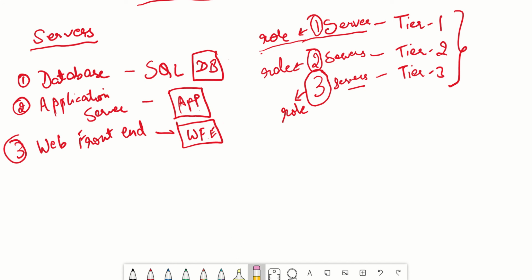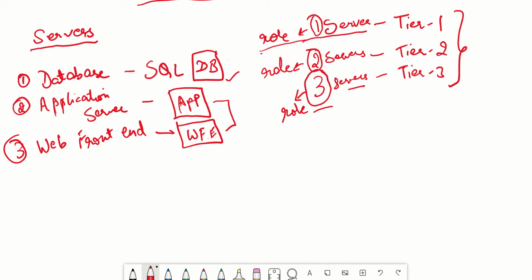And in a similar context, if we say this, how does a three-tier server work? Again, three roles: one server for DB, one server for app, one server for web front end. Now, what if I need more servers for DB? So a three-tier server is something wherein I have two servers of SQL, and one server which is serving both app and WFE.